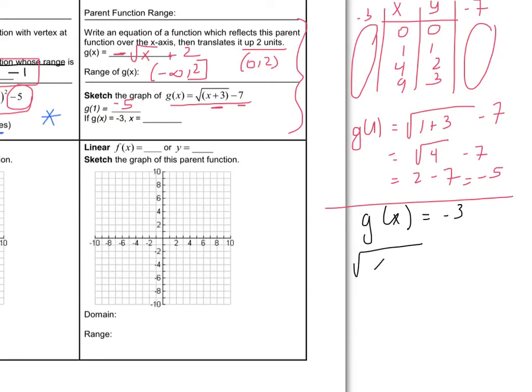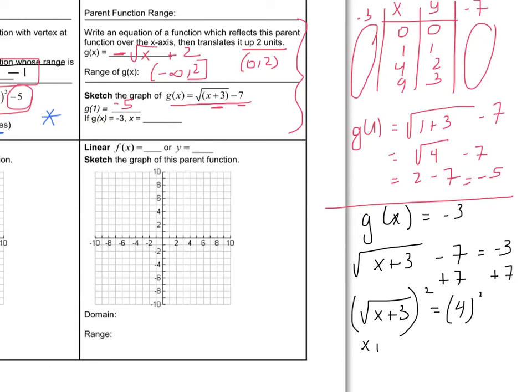It means radical x plus 3 minus 7 is equal to negative 3. Again, to find x, you have to isolate the x, so add 7 to both sides. Radical x plus 3 is equal to 4. And then you square both sides to get rid of the radical, so x plus 3 is going to be 16. By subtracting 3 from both sides, you can see that x is 13.